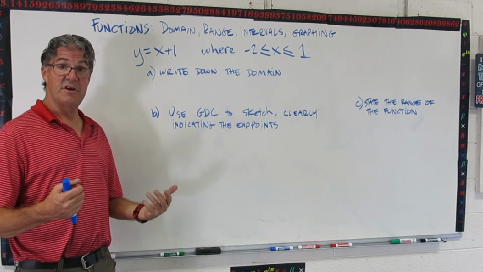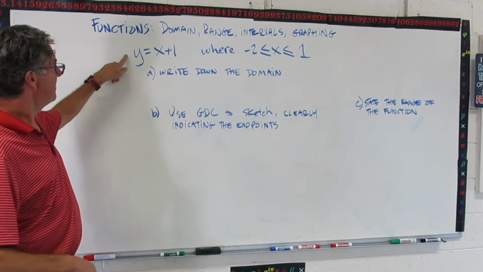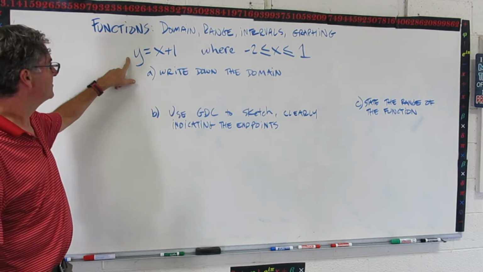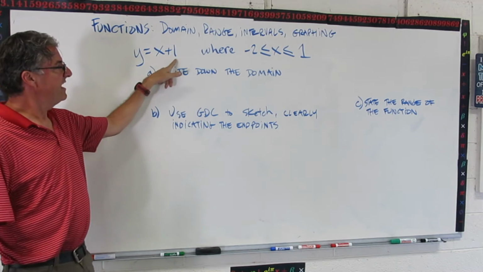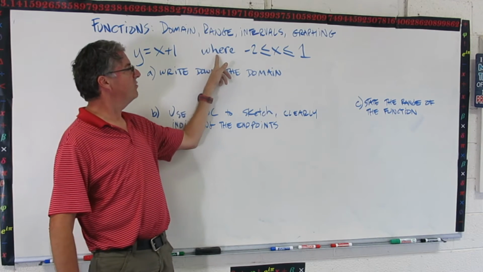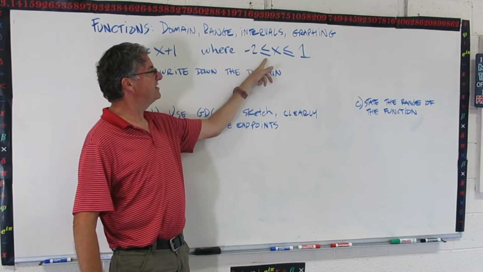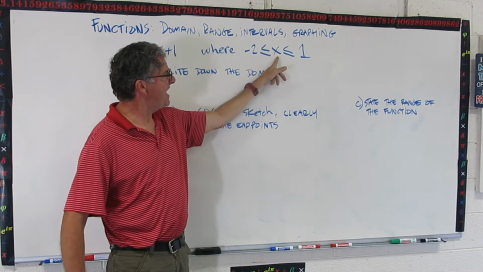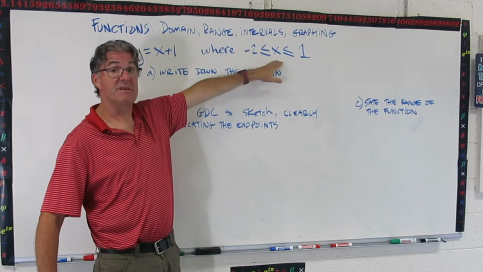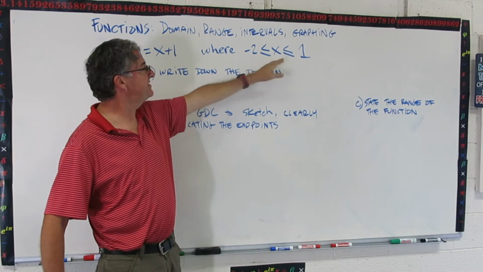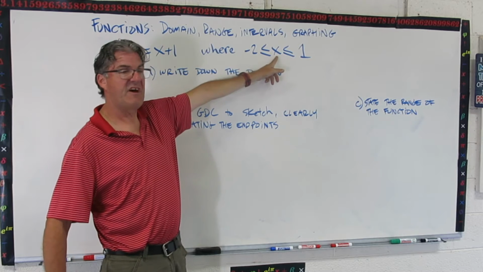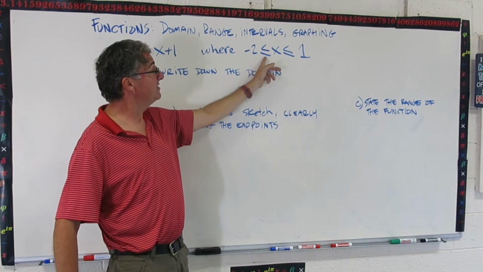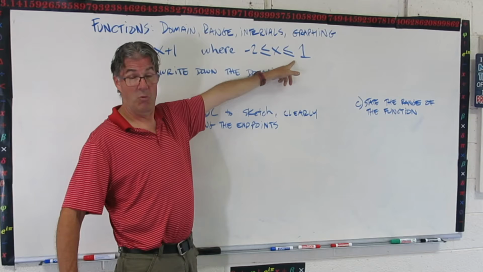Okay, let's take a look at another example here. Here's my function, pretty simple linear function, y equals x plus 1. But now we're saying something. We're saying where -2 is less than or equal to x is less than or equal to 1. So since this is x, this is a statement about the domain. This is saying we're only going to put x values that are greater than or equal to -2 and less than or equal to 1.